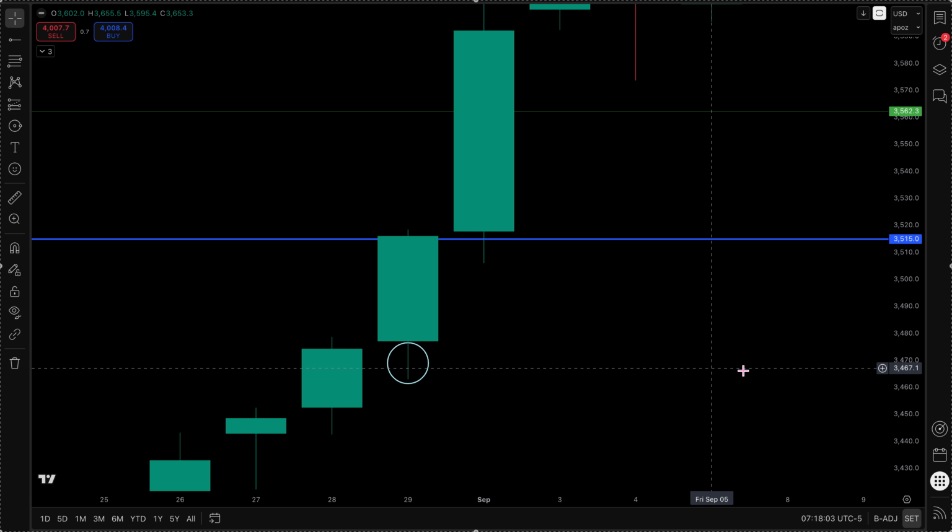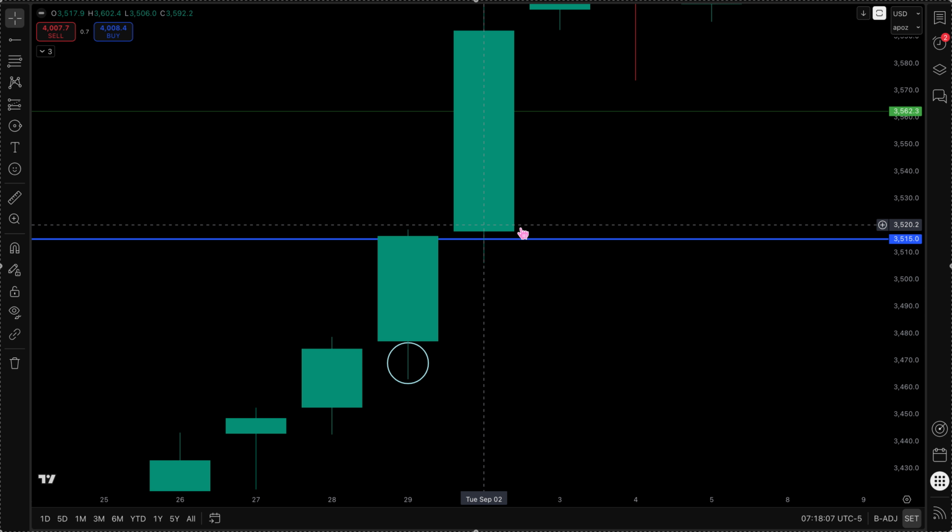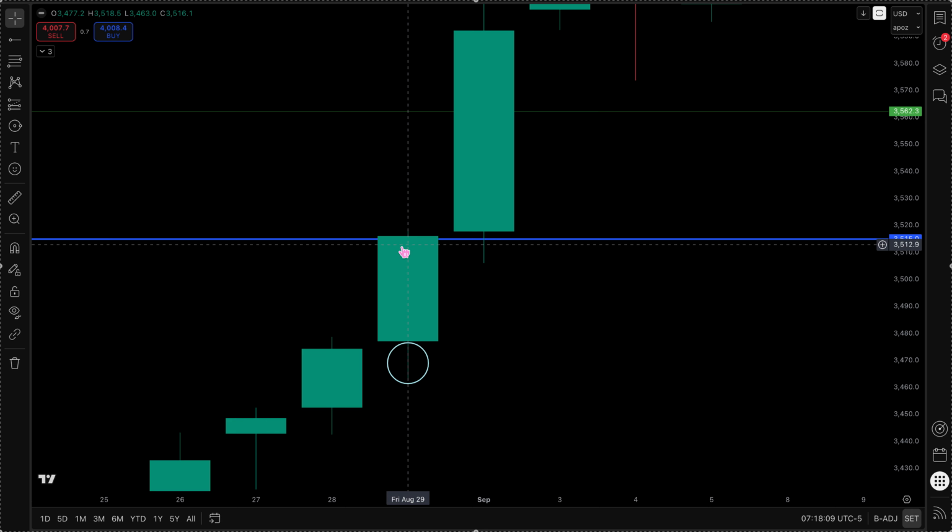So I'm going to put it in replay mode. This is the continuation, and you can see on the next day, same thing. Boom, we close bullish here. So on the next day, I'm going to expect price to be bullish until something changes.